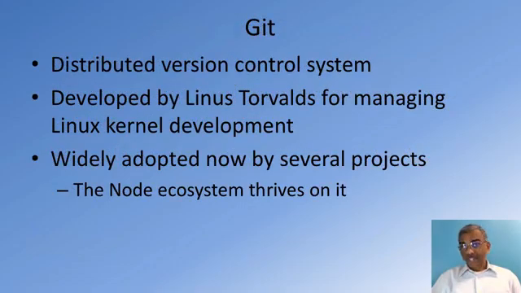Where did Git originate? Git was designed by Linus Torvalds, the person behind the Linux operating system. Git was designed as a version control system, a distributed version control system for use in Linux kernel development. And it has seen much wider deployment in the real world these days. The Node ecosystem is very much tied into Git, and that is the reason why we need Git for this specialization.